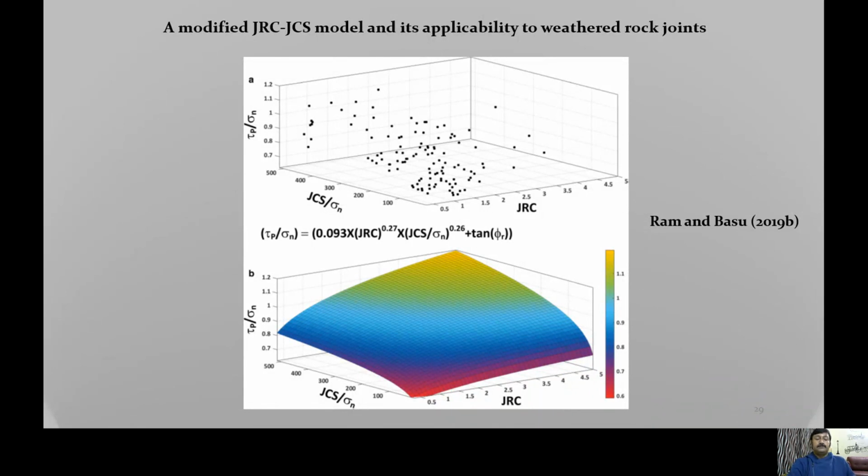Later on, although it is not there in this particular paper, we cross-checked its validity with reference to even carbonate joints, where we normally do not see any gradational change. But with laboratory simulation of acidic environment, we investigated the joint surfaces of limestone, and we found that this particular JRC-JCS model performs efficiently in case of those limestone joints as well. So it really looks to be very, very promising.